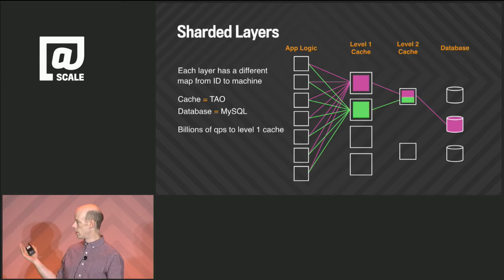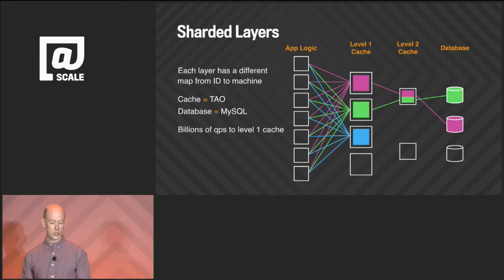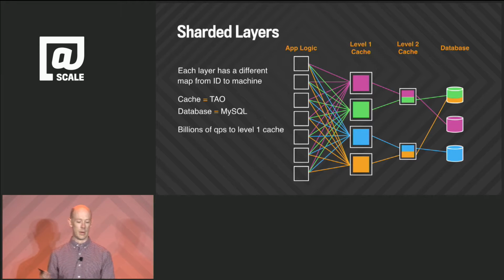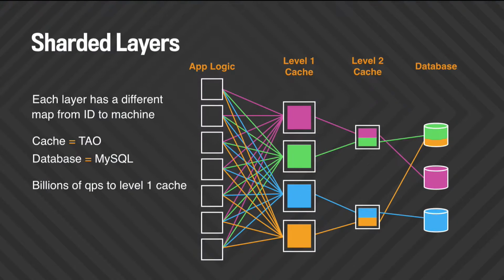Different data items also all have a similar mapping. But even though we're using a similar mapping function at all the different layers of the system, because these different services are different sizes, what objects are co-located tends to be different at different layers of the system. So for example, the pink and the green are not co-located at level 1, but they are co-located at the level 2 cache. And then on the databases, they happen to be independent again.